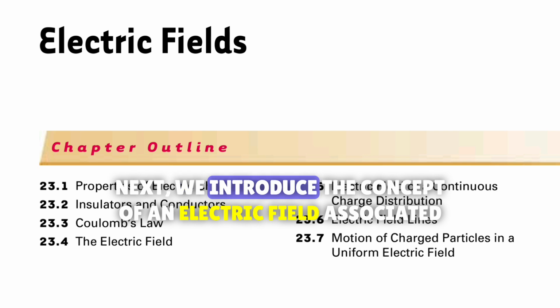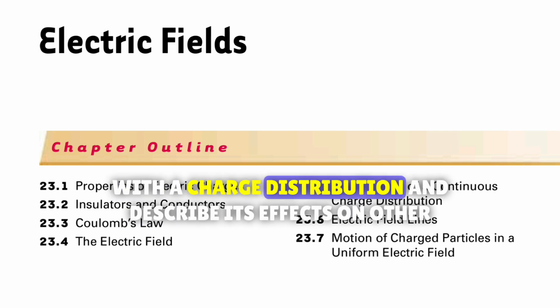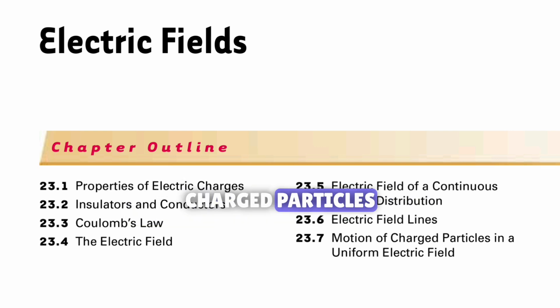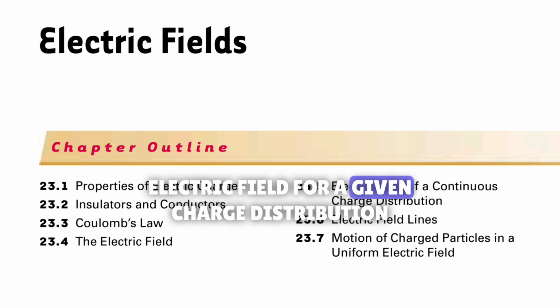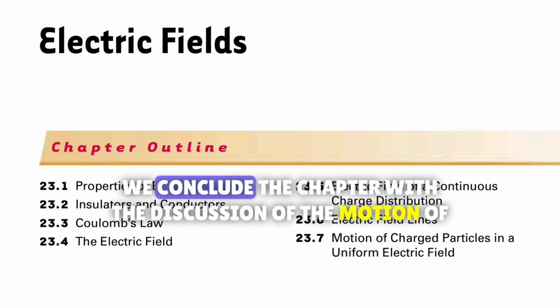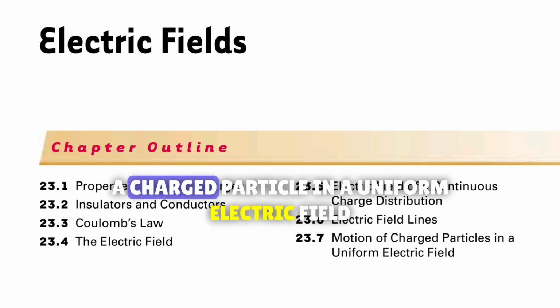Next, we introduce the concept of an electric field associated with a charge distribution and describe its effects on other charged particles. We then show how to use Coulomb's law to calculate the electric field for a given charge distribution. We conclude the chapter with the discussion of the motion of a charged particle in a uniform electric field.